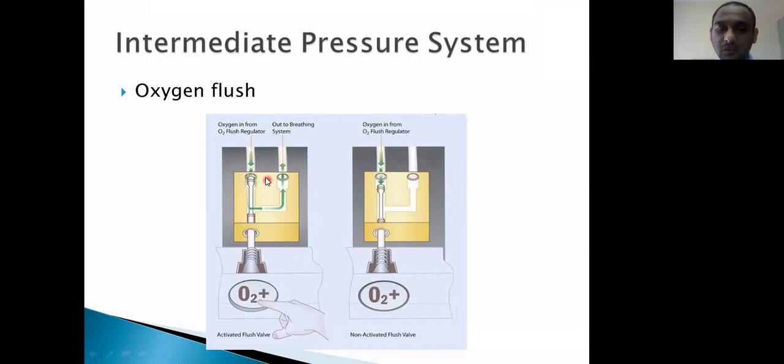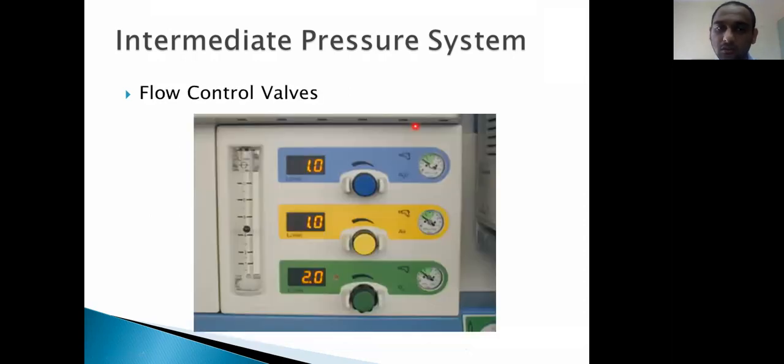So when we press the button, the circuit is completed and we get the high flow oxygen to the breathing system. But when it is released, the circuit is closed, and now the oxygen comes through the normal route, that is from the common gas outlet.